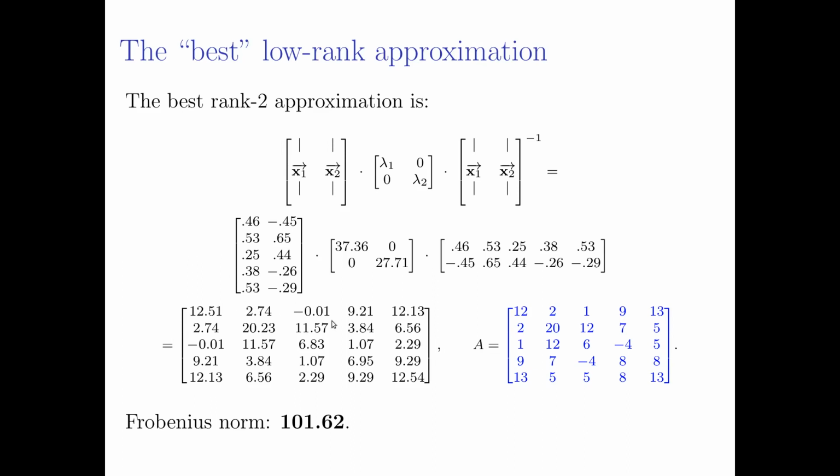Look at this. Instead of 12, we have 12.5. Instead of 2, we got 2.7. Instead of 1, we got 0. Instead of 9, we got just a smidge over 9. Instead of 13, we got 12 and some change, right? This thing is actually real close to the original matrix. And the Frobenius norm is 101 and change.